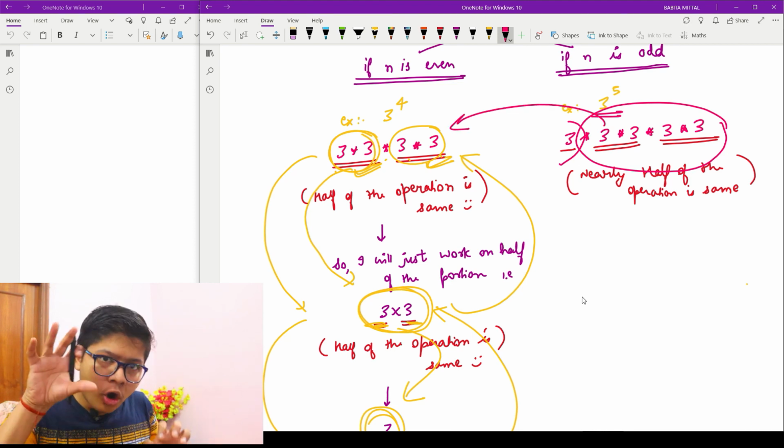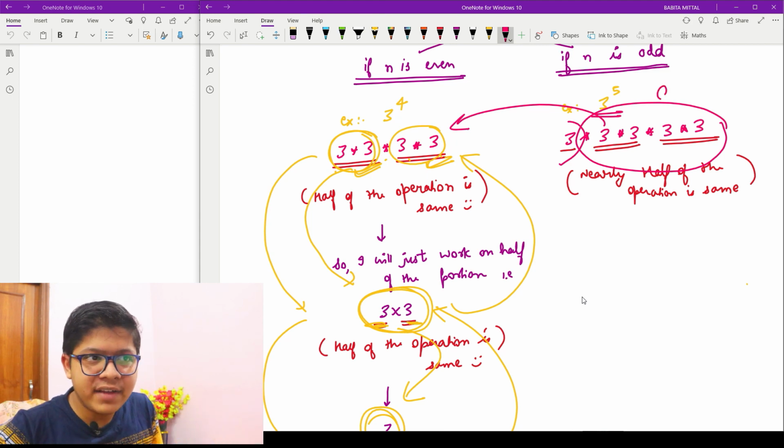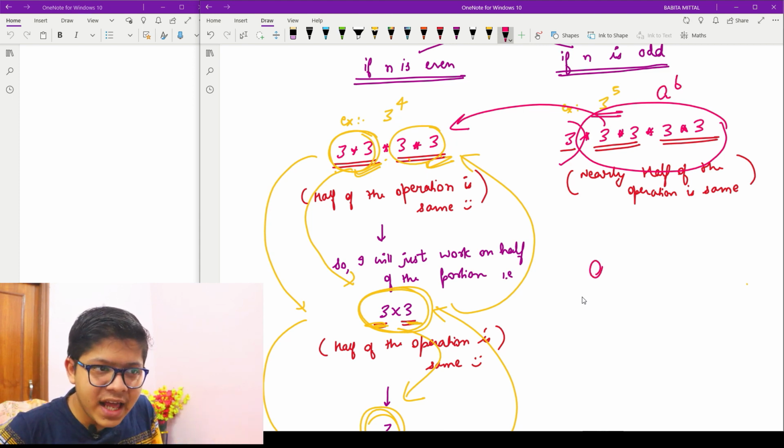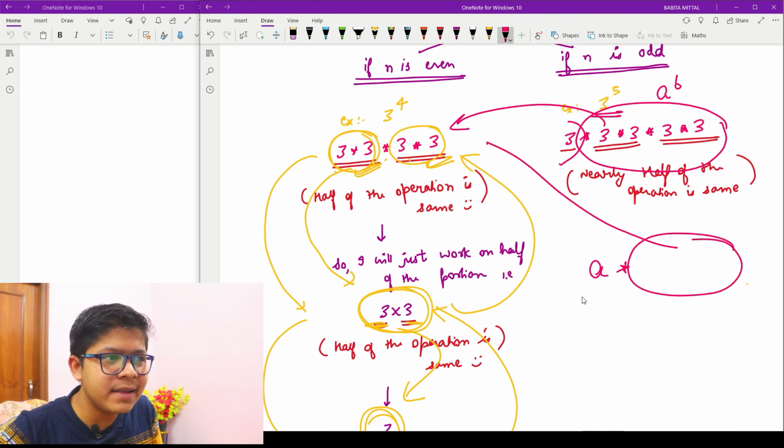So for odd, if I have a raised to the power b, then I will have one a, and then the remaining problem will be the same as this, which means that I will compute a raised to the power b minus 1. Here b minus 1 is actually even.